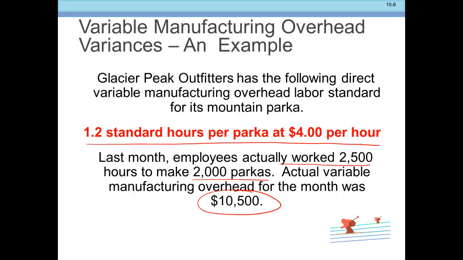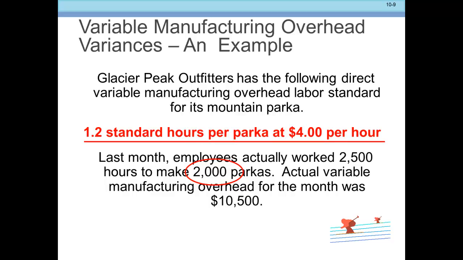Sketch, what's our actual production quantity? Same as before, 2,000 parkas. What's the amount of standard overhead needed to make a parka, and the cost of that overhead? That would be the standard, 1.2 hours per parka at $4 per hour. And what was the actual overhead cost? That would be the 2,500 hours at a total cost of $10,500. Okay, now let's build our table.